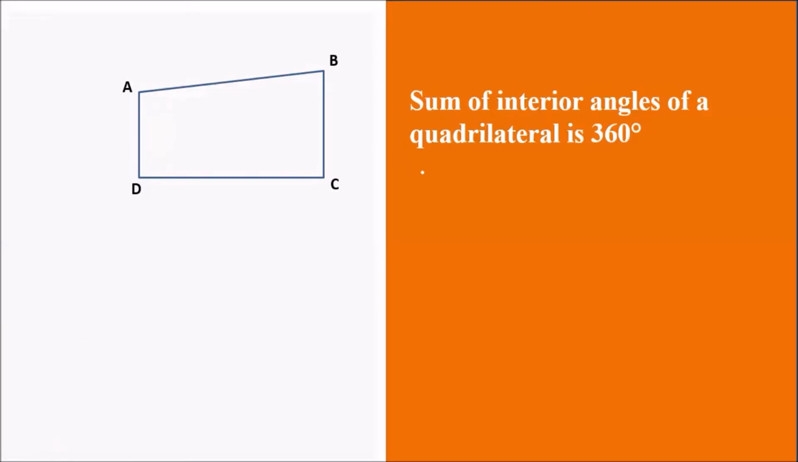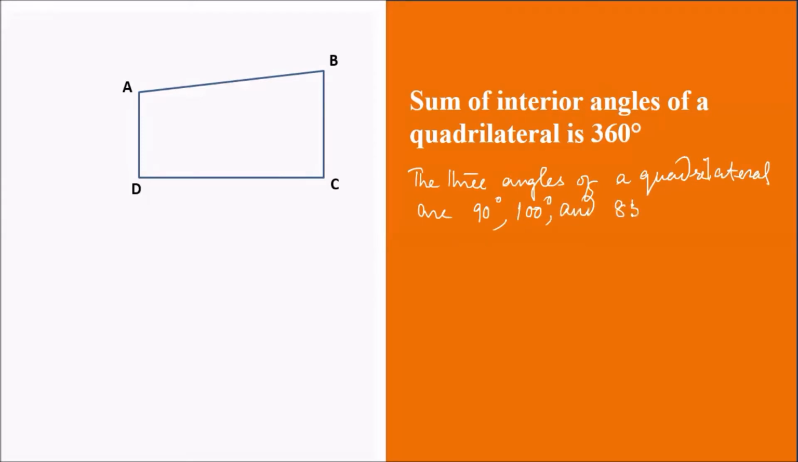The question is: given three angles of a quadrilateral are 90 degrees, 100 degrees and 85 degrees, what is the fourth angle? What is the fourth angle? Can you get it?